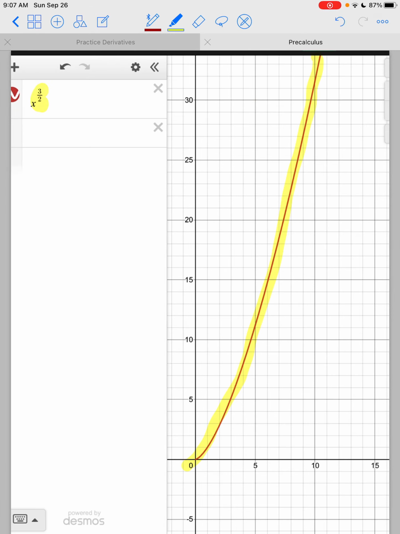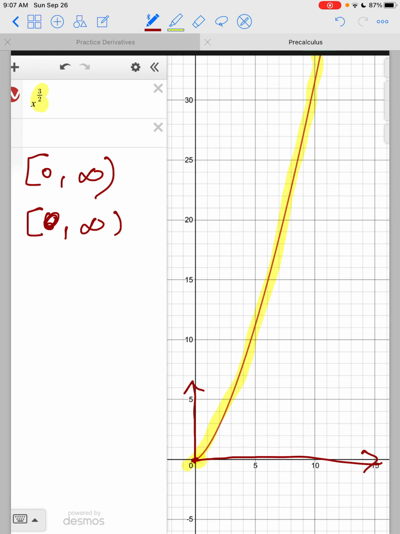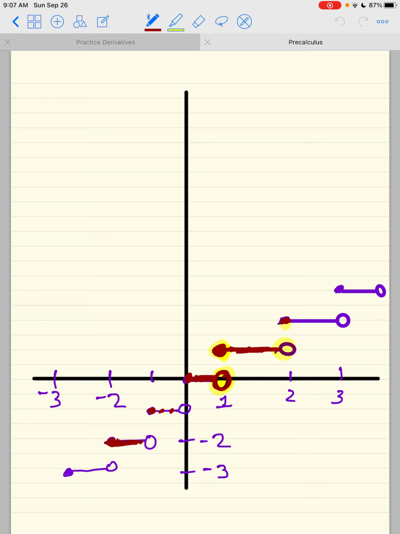For x to the 3/2, my domain is 0 to infinity, right? Because I keep going this way. And actually my range is 0 to infinity, because I go here and I go up. Okay? This is very interesting. My domain, can I put any number in there? Absolutely. Every single number that you put, every x value that you put, gives you a y value. So it's from negative infinity to infinity.